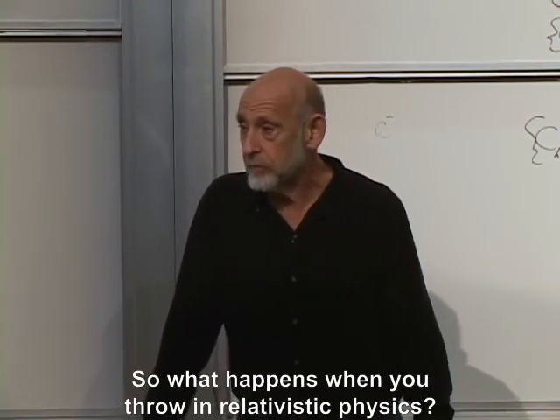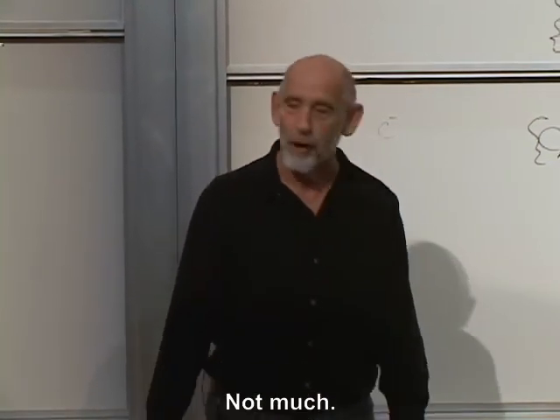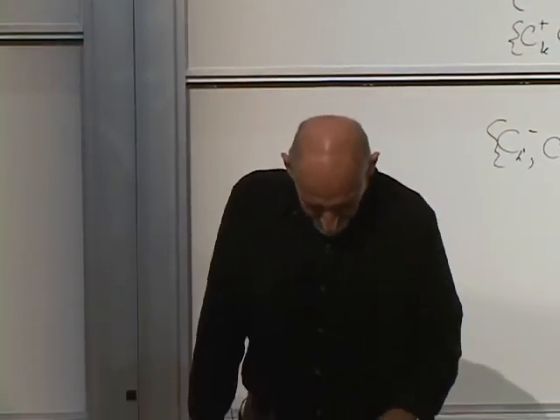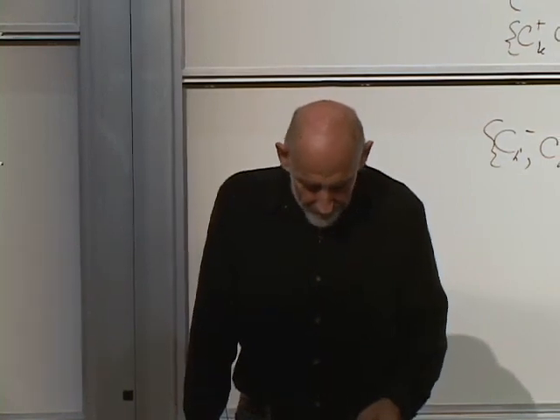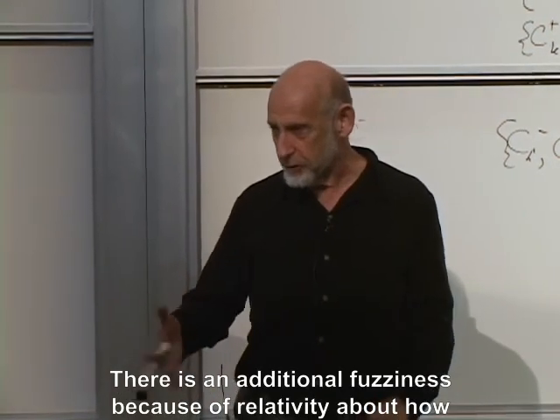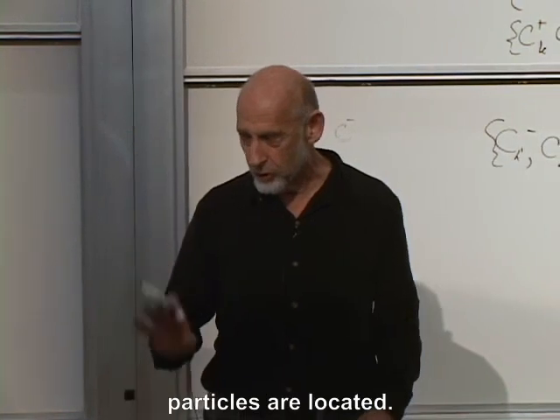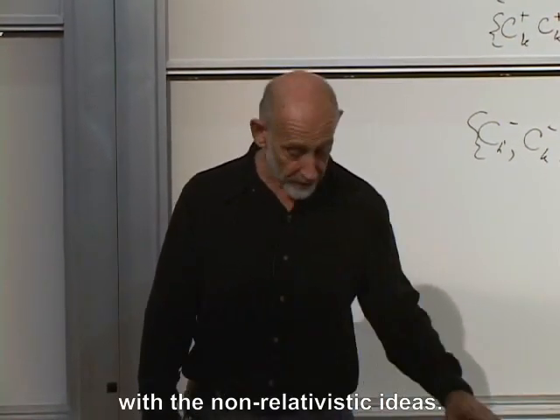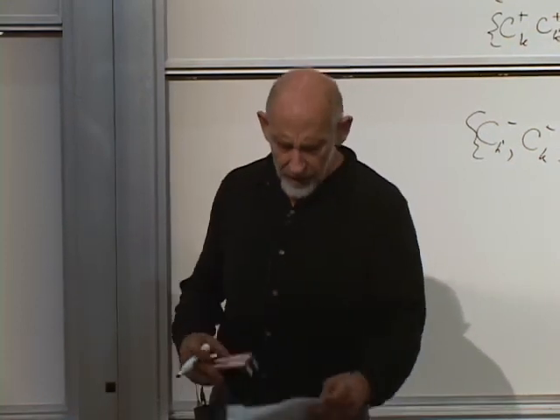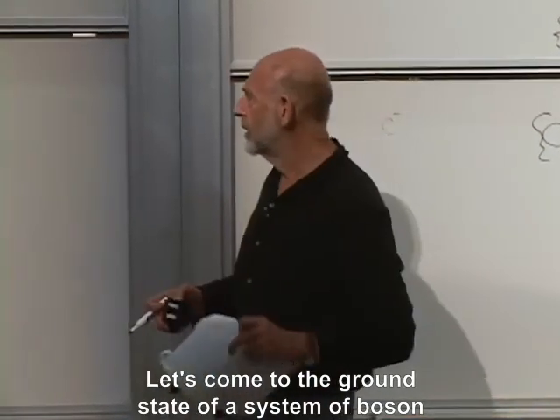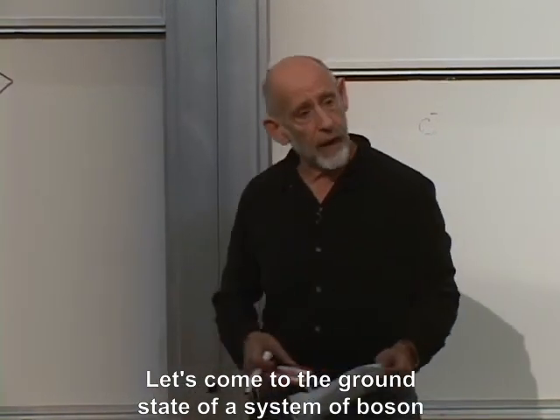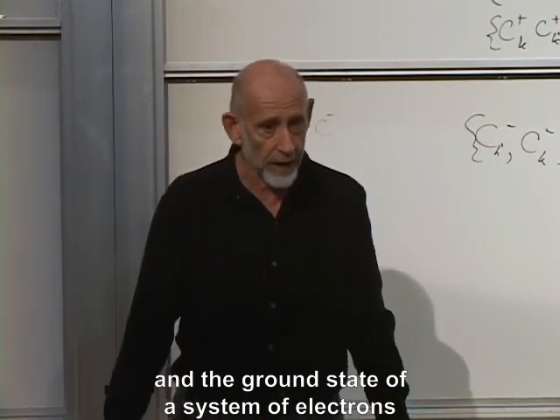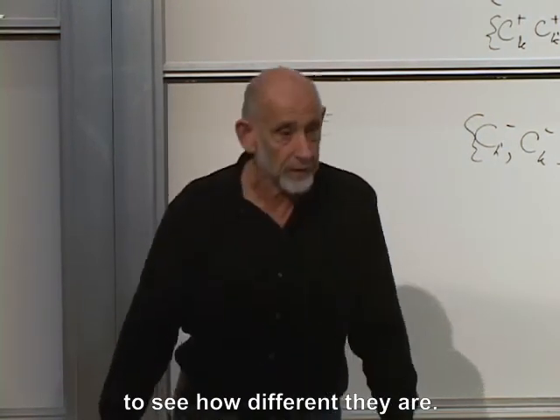So what happens when you throw relativistic physics into it? Not much. There is an additional fuzziness because of relativity about how particles are located. But for the moment, I wanted to deal with the non-relativistic ideas. Let's come to the ground state of a system of bosons and the ground state of a system of electrons to see how different they are.